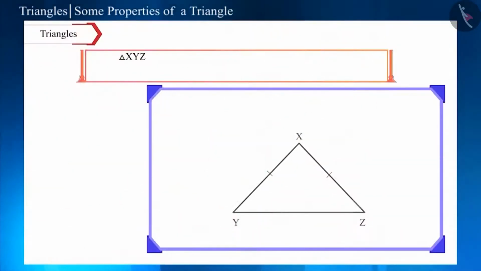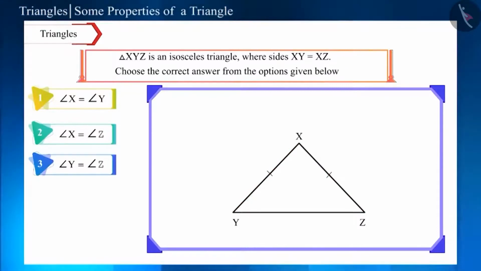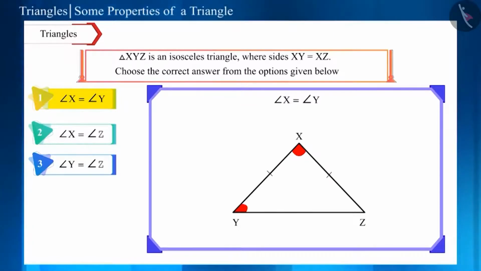So let's start. Triangle XYZ is an isosceles triangle and sides XY and XZ are equal to each other. Choose the correct answer from the options given below. Friends, look at the first option. In this, angles X and Y are given to be equal. According to the question, triangle XYZ is an isosceles triangle. Therefore, the angles opposite to its equal sides will be equal.